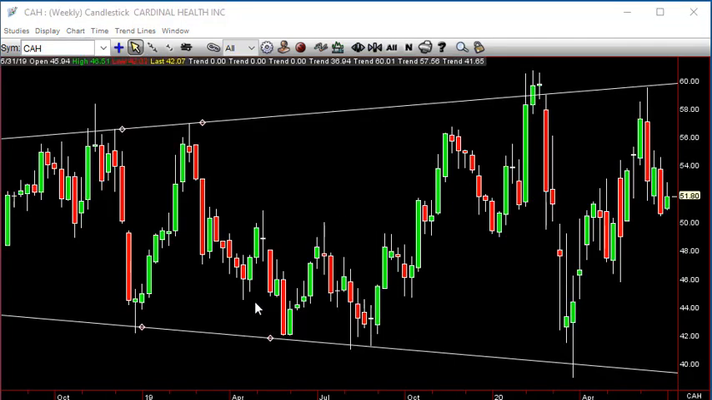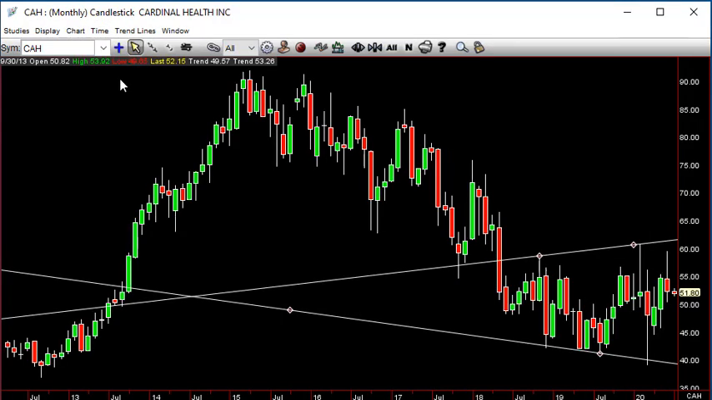Cardinal Health, here's a good one. Back and forth in the monthly. You'll see this. The higher high, the lower low, the higher high, the lower low, the down, the inside bar, the back up. But these three, inside bar of all this, there's your inside quarter.